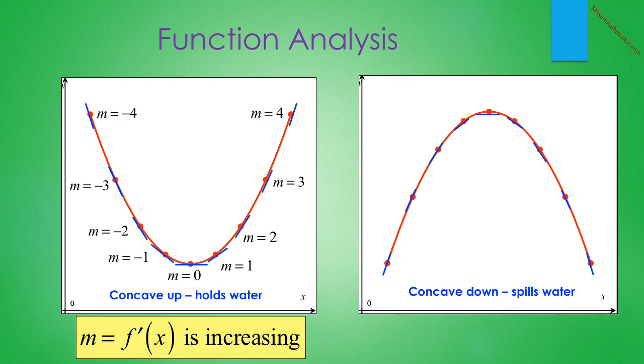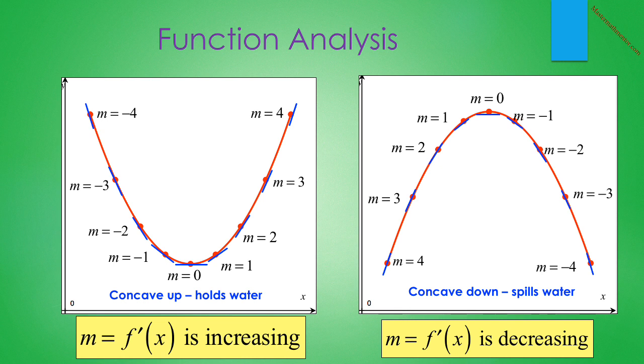I show some possible slopes on the concave up curve. Notice how the slopes are increasing in value. They start at -4, -3, get to 0, and then continue with it. Slope is 1, slope is 2, etc. So on the concave up curve, the slope, which we know is the derivative, is increasing.